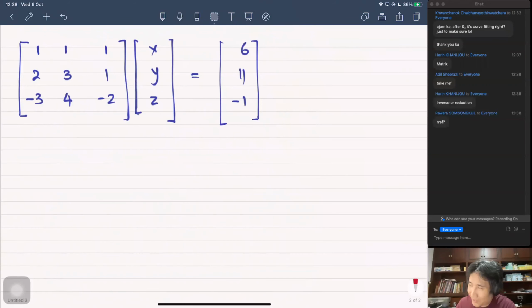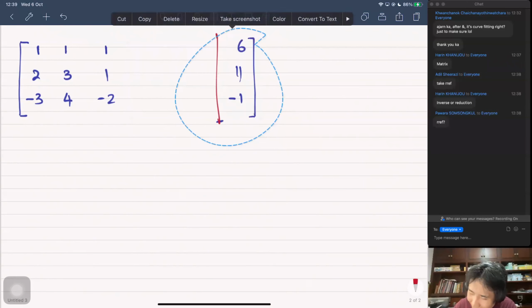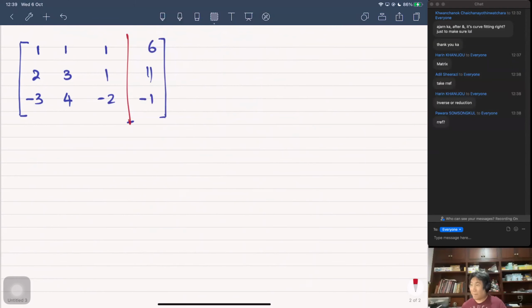So you probably do something like this. Essentially, it's the same thing as taking the equations and subtracting them from each other. This is what you do. So what's the next step? Can you tell me what you transform this into?